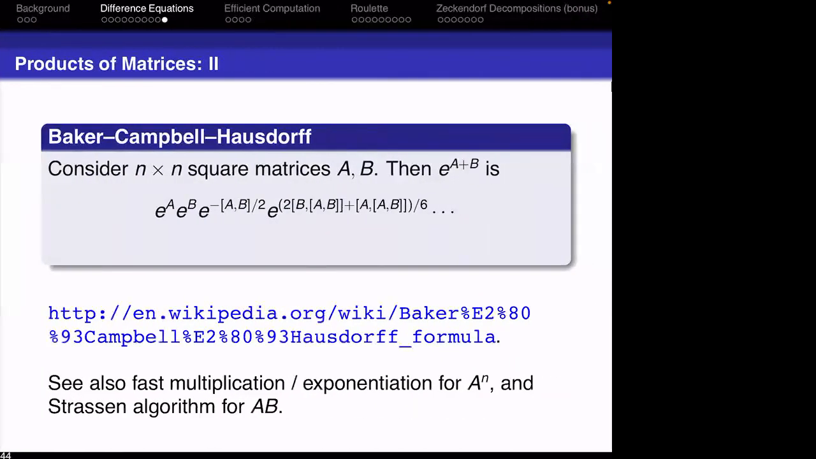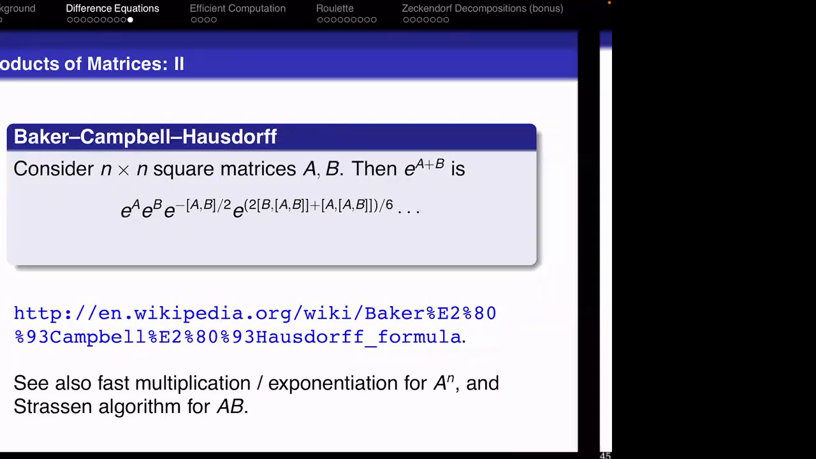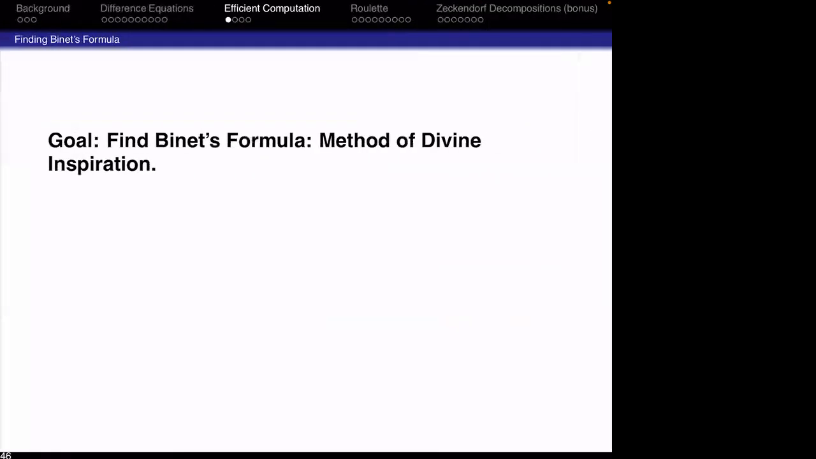This is called the Baker-Campbell-Hausdorff formula as to what is e to the A plus B. And you can see it's a god-awful mess. We can write it down, but it involves commutators and commutators of commutators and commutators of commutators of commutators, multiplying everything together. Okay. I want to talk to you very briefly about efficient calculation.